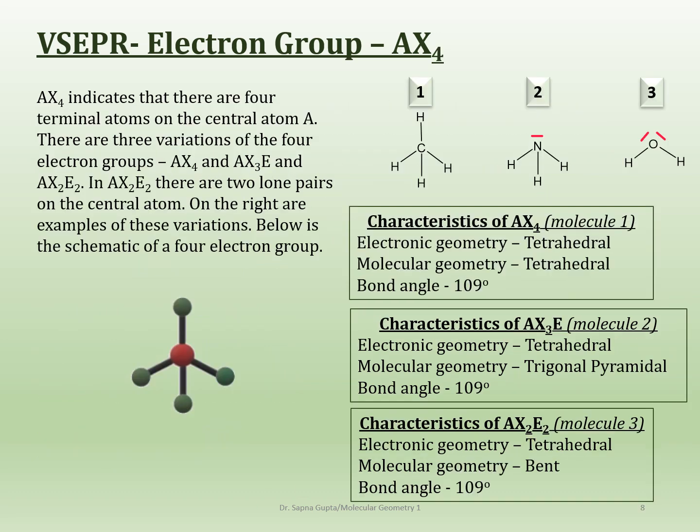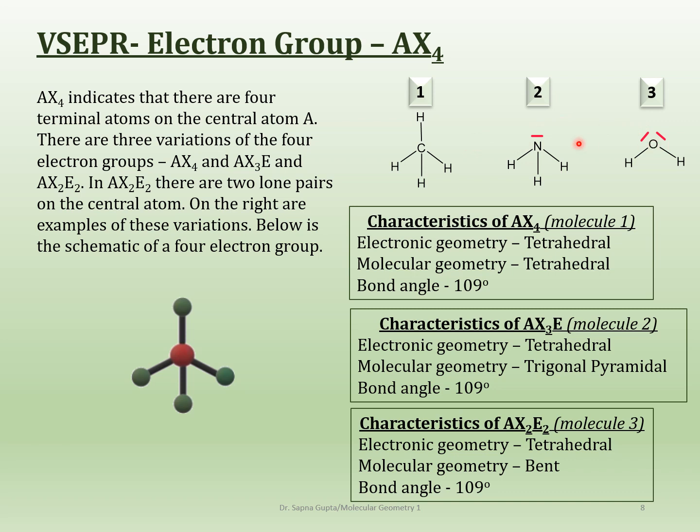Now let's look at the 4 electron group, AX4. In AX4, you have 4 atoms coming out, or you have the 4 electron groups. These are the black lines that you see here. Those are the 4 electron groups.